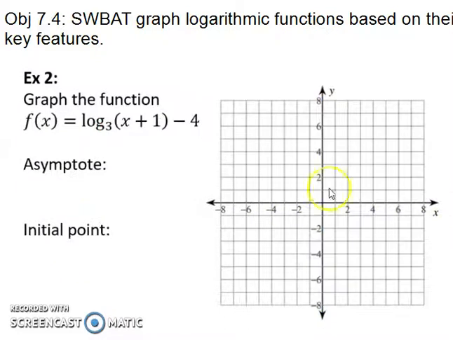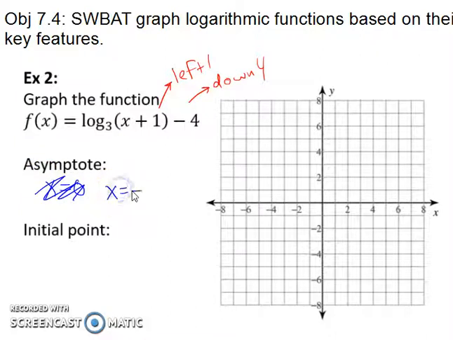Our next example, we've got log base 3 of x plus 1 minus 4. So the plus 1 we know means left 1. And the minus 4 we know means down 4. And I'm going to write this again. Remember how our asymptote started at x equals 0? Well, if that moves to the left, now it's at x equals negative 1.